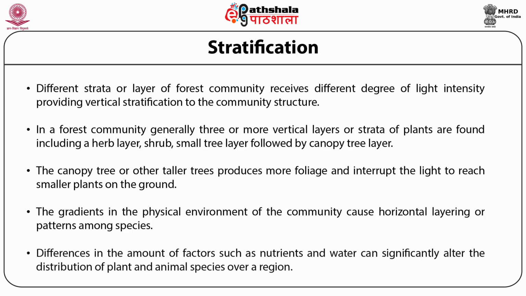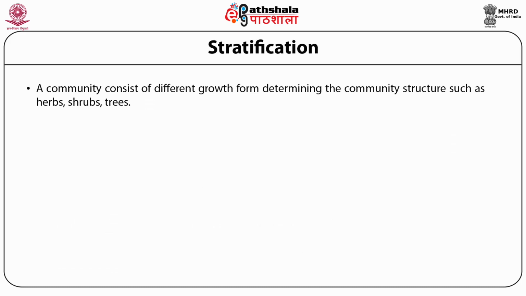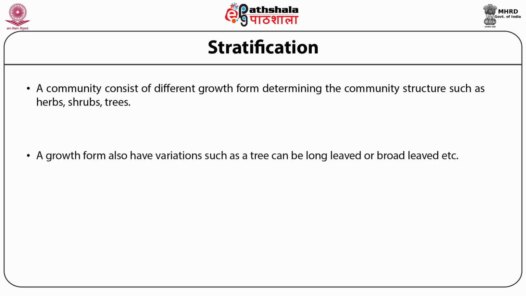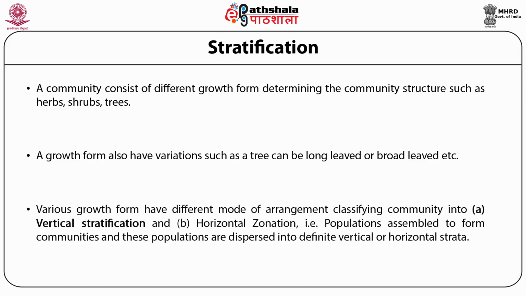Differences in the amount of factors such as nutrients and water significantly alter the distribution of plant and animal species over a region. A community consists of different growth forms determining the community structure such as herbs, shrubs, trees. A growth form also has variations, such as a tree can be long-lived or short-lived, etc. Various growth forms have different modes of arrangement, classifying community into vertical stratification and horizontal zonation. That is, populations assemble to form communities and these populations are dispersed into definite vertical or horizontal strata.